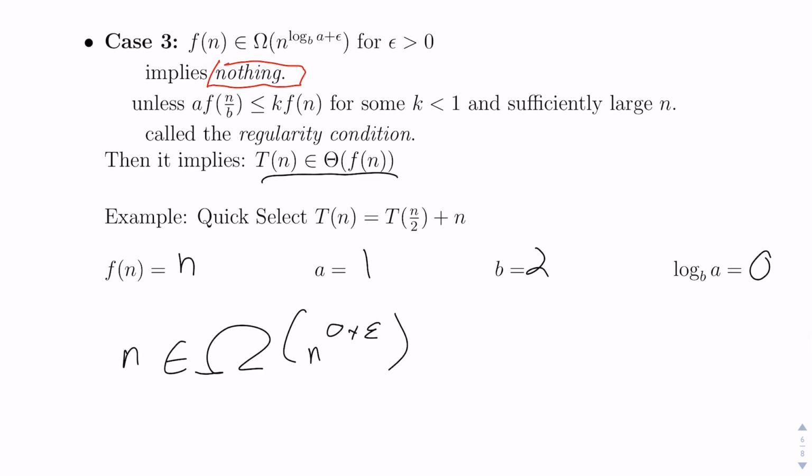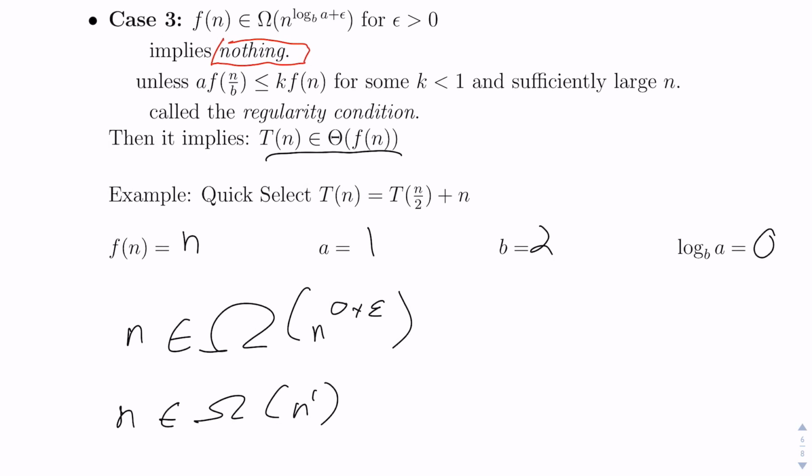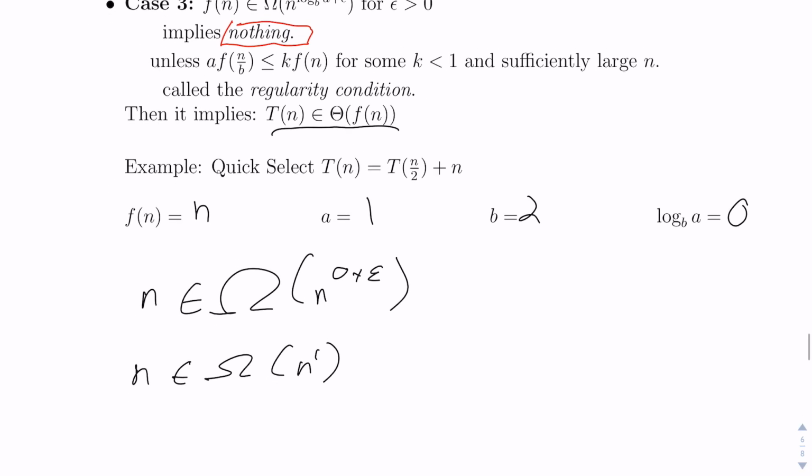Okay, so if I say n is in omega of n to the 1, okay? All right, that looks good, right? What if I picked epsilon equals 2? Sorry, not n, epsilon. Would that work? No? Right, because n is lower than n squared.